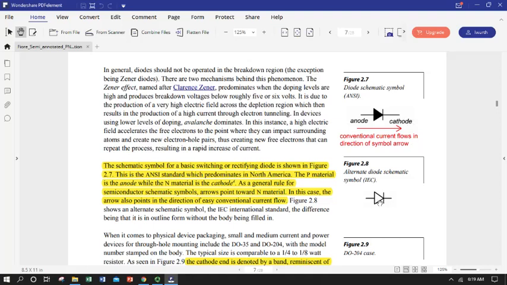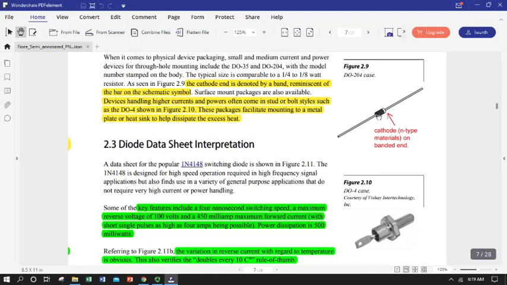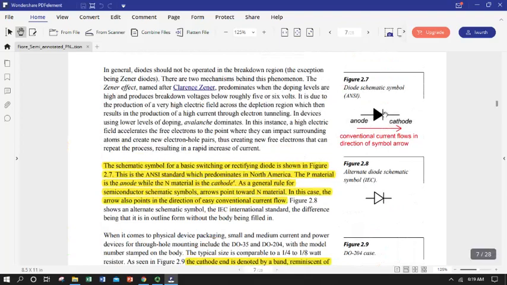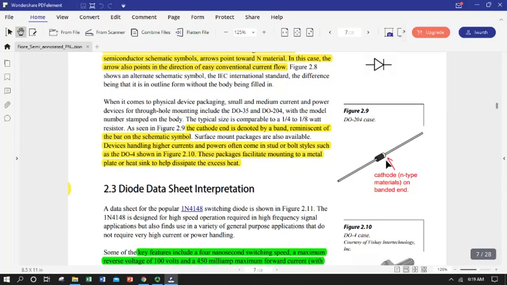And the little triangle may or may not be filled in. And in a real device, there'll be some kind of band or other indicator to say which end is the cathode. And so you can look at that and say that's the material that's going to be pointing in the direction of current flow. So it's the N material. So if you're looking at your circuit and you've got a direction of conventional current flow, you aim the banded end in the direction in which you're going to want to flow current. And you will have inserted the diode in forward bias in your circuit.